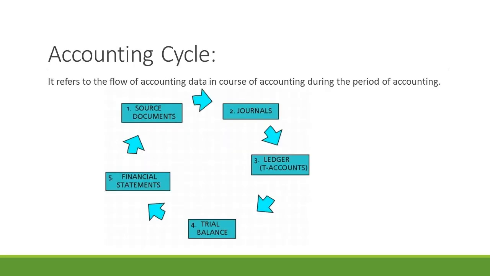This is all about the account and its contents and about the balancing. And at the end, we have to learn about the accounting cycle. We have studied a few important words, about the accounts, about the objectives, and about the importance of accounting. At the end, we have to study about the accounting cycle. It refers to the flow of accounting data in the course of accounting during the period of accounting.